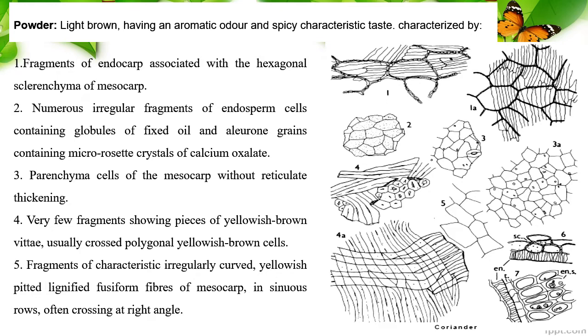fragments of curved yellowish pitted lignified fusiform fibers of the mesocarp, in sinuous rows crossing each other at right angles. The structure of one direction of the fiber and the second direction. Also the shape of the fibers crossing each other at right angles. Cells of the epicarp, straight, thin-walled, with anisocytic stomata and few prisms of calcium oxalate.